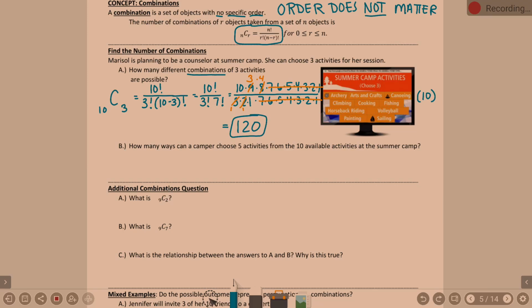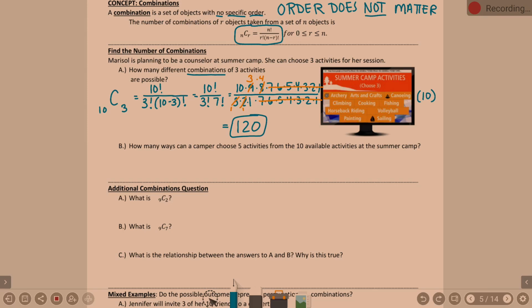So there are 120 different combinations of picking 3 activities, since she has 10 to choose from. Doesn't seem like that many, but technically how many different combinations she could come up with. Okay, got it? Okay, let's go ahead and look at B.